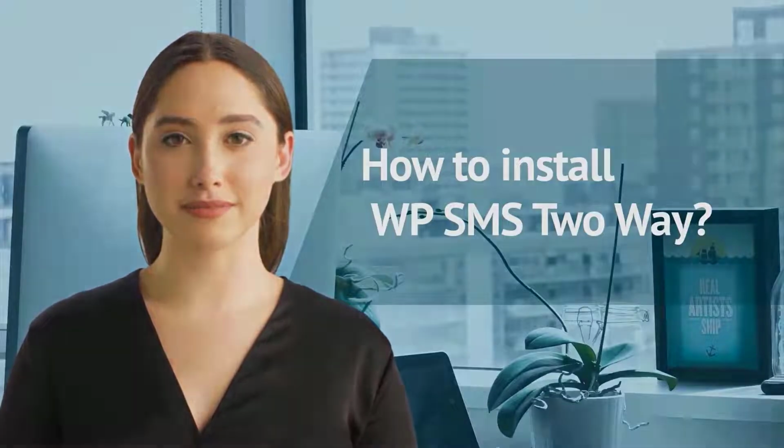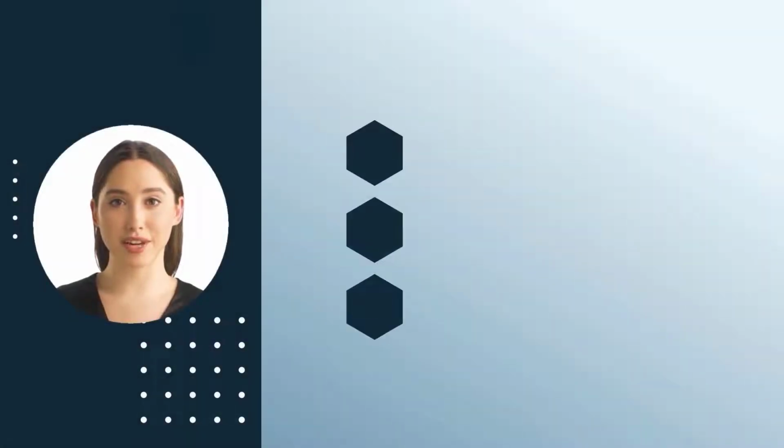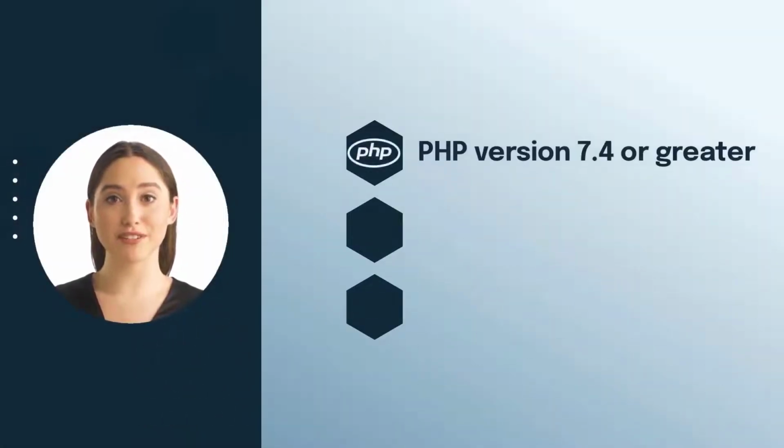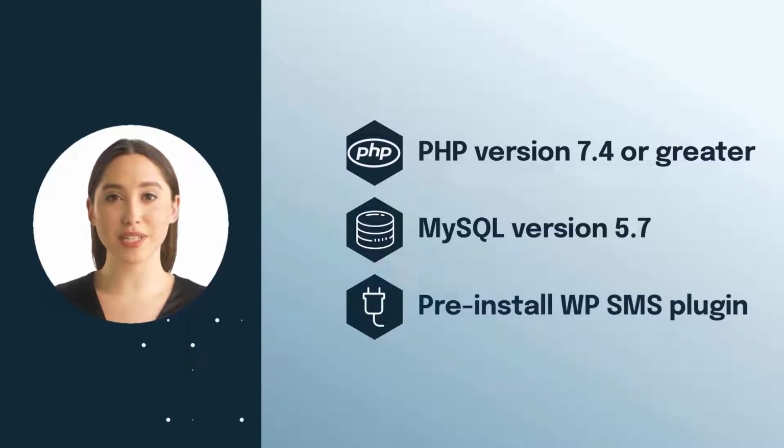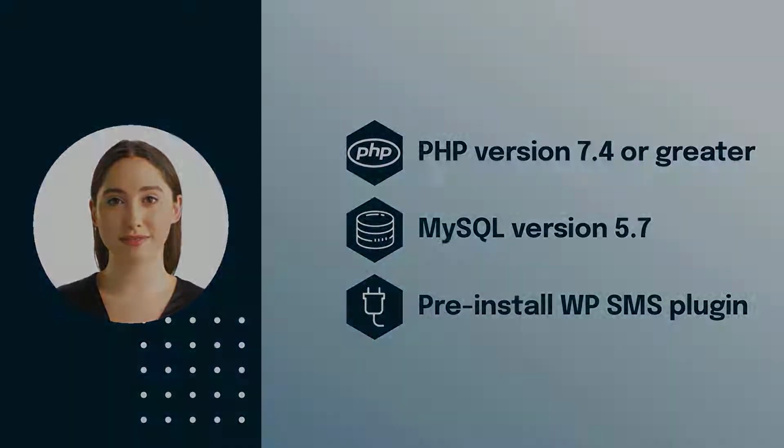Let's get started! Before installing the plugin, you should check that the PHP version is higher than 7.4. Also, the MySQL version should be higher than 5.7. And be sure to install the WP SMS plugin before Two-Way.